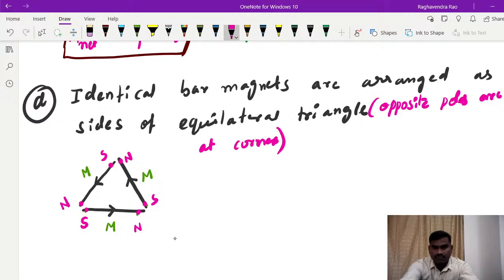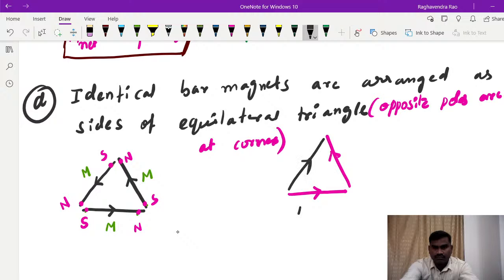Then, according to the triangular law of vectors, if two vectors are representing two sides of a triangle in the same order, the resultant of these two vectors is the third side of the triangle, which is in the opposite order.